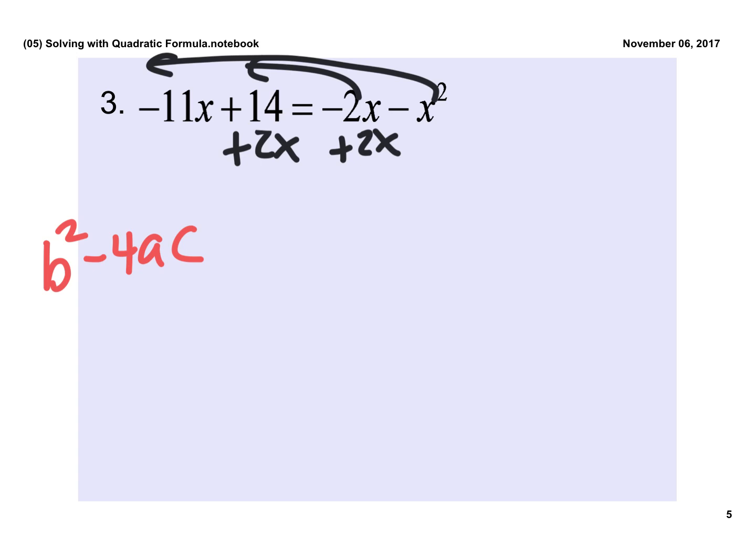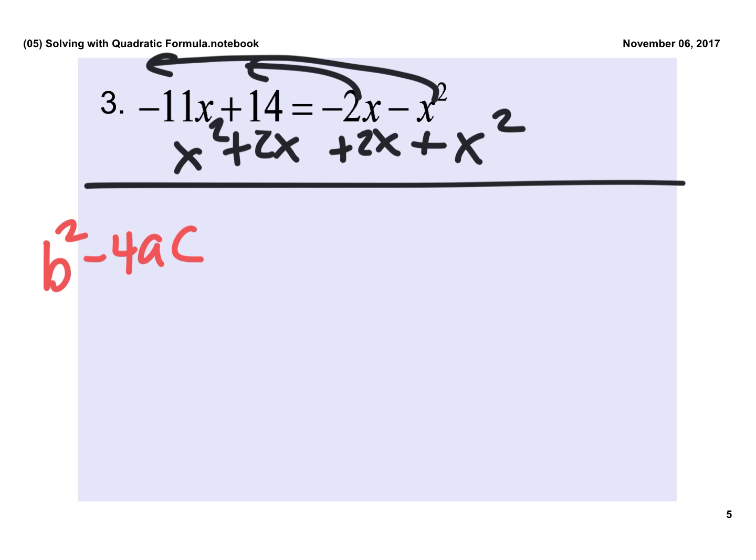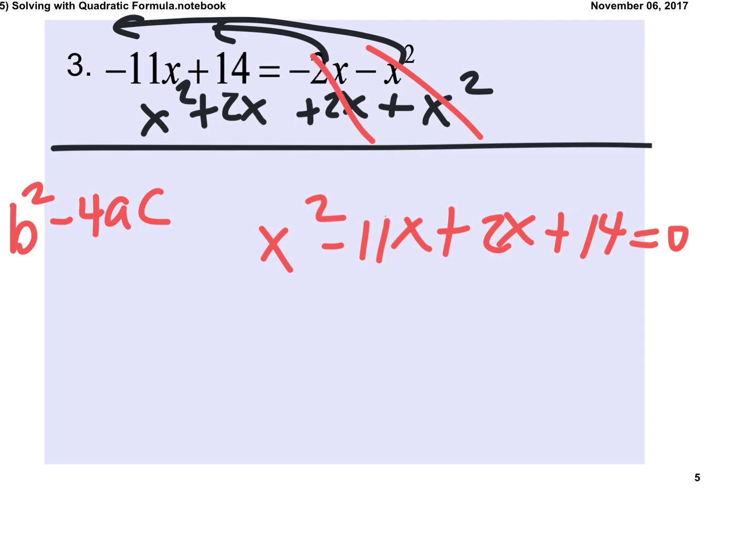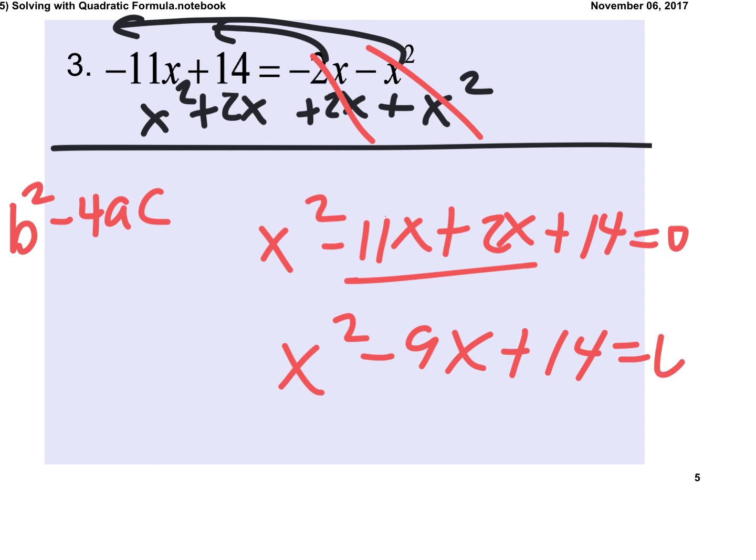All right. So I'm going to do an unusual thing. I'm going to do a double step. I added 2x plus x squared all at once. Totally legal to do. This cancels this and this cancels that. So it's equal to 0. And I'm going to move that over because I want to leave my b squared minus 4ac there for later. And now I have x squared minus 11x plus 2x plus 14 equals 0. And then combining like terms, x squared minus 9x plus 14 equals 0.